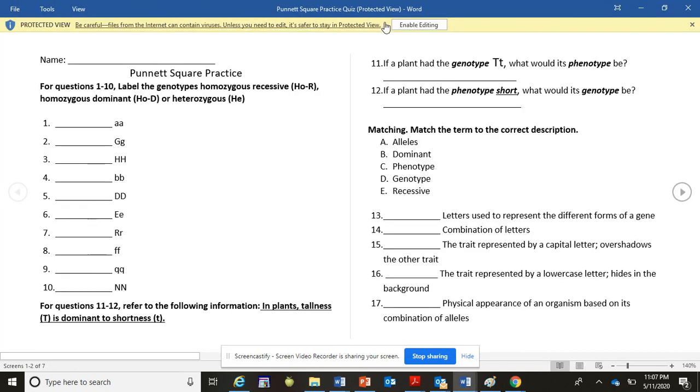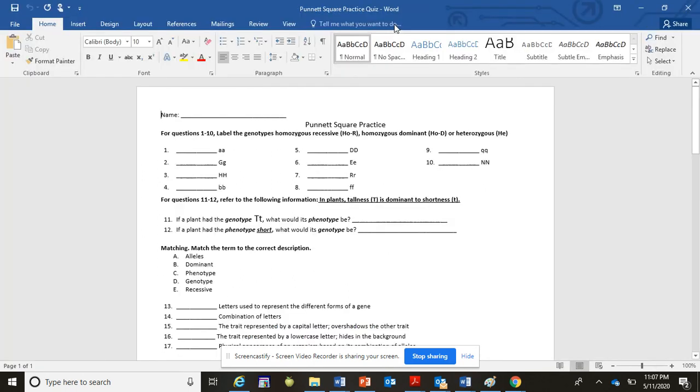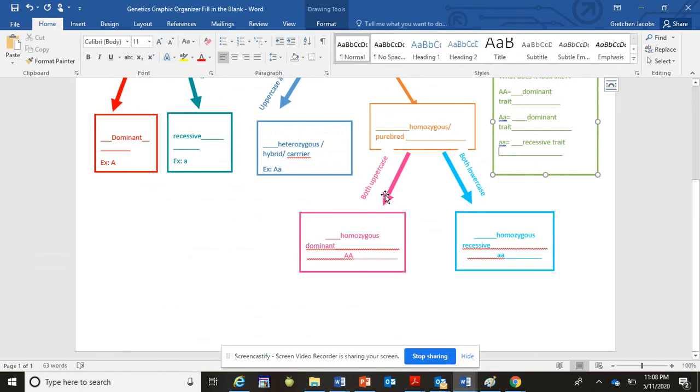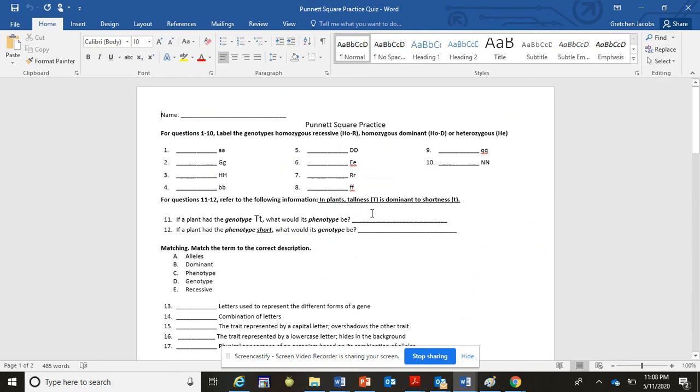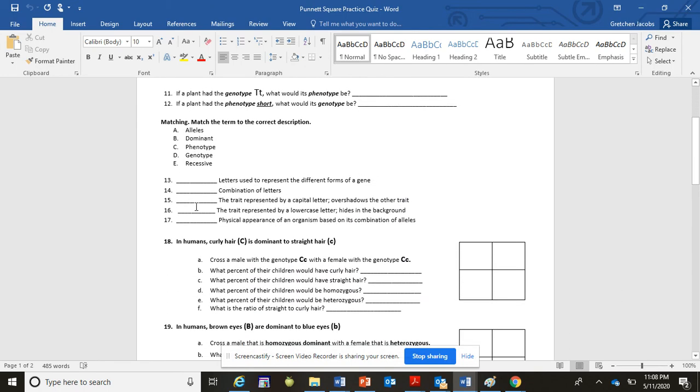If you pull up this, I want you to label all of these genotypes as homozygous recessive, homozygous dominant, or heterozygous. Here you're given the genotype, and I'm asking what the phenotype would be. And then here I'm giving you the phenotype, and I want to know what the genotype is. Again, if you're confused about that terminology, make sure you look at the graphic organizer that we did, and it will help you figure out those terms. Then here, this is just a couple definitions. Again, use your graphic organizer.